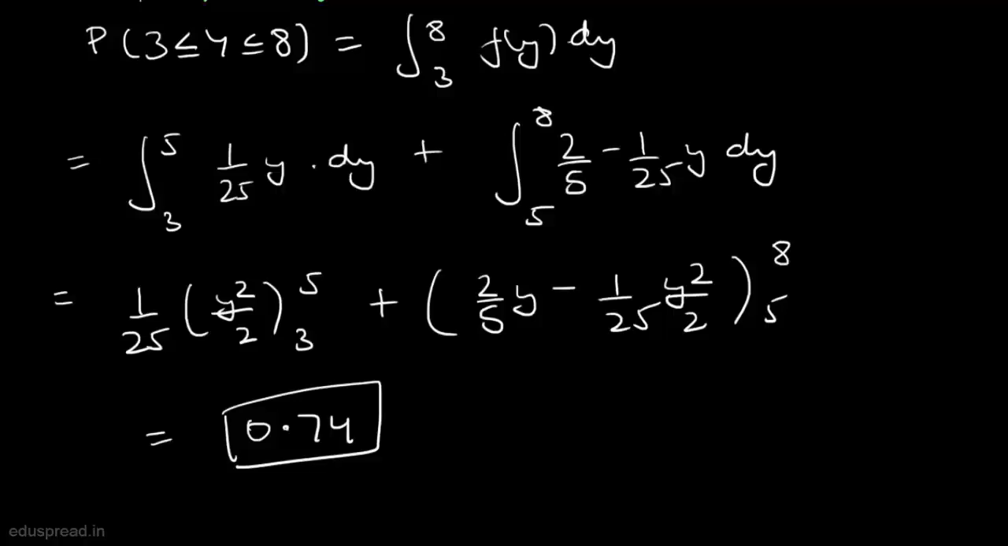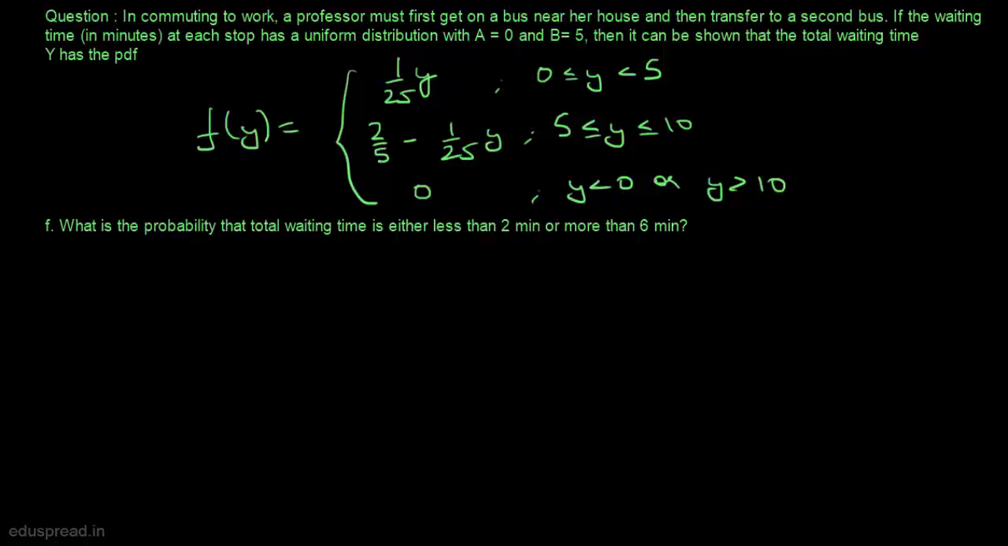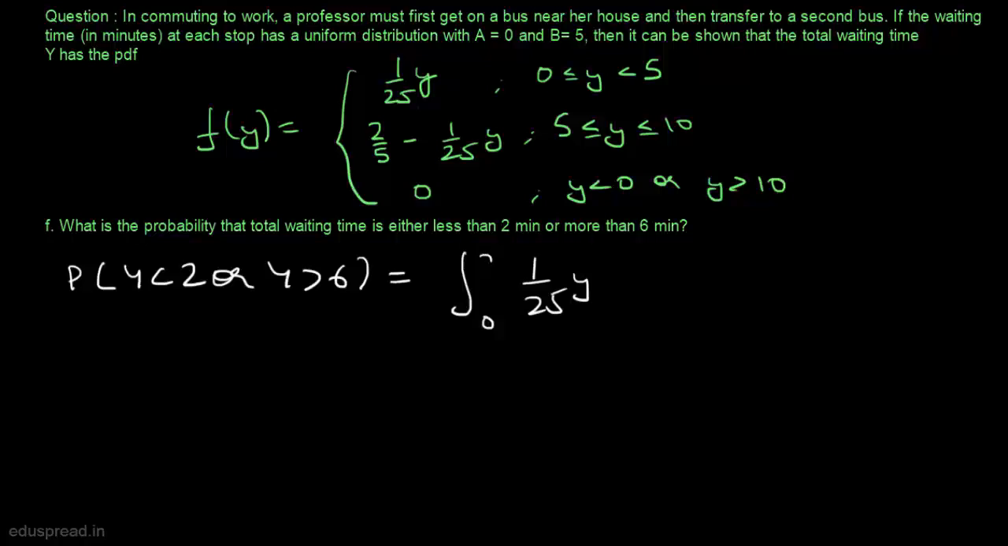Let's move to part F. In part F, we have to find the probability that total waiting time is either less than 2 minutes or more than 6 minutes. So that means we have to find the probability that y is less than 2 or y is greater than 6. So this is equal to integrating 1 divided by 25y from 0 to 2 with a dy here, plus integrating 2 divided by 5 minus 1 divided by 25y from 6 to 10, and plus 0 because for y greater than 10, f of y is equal to 0.